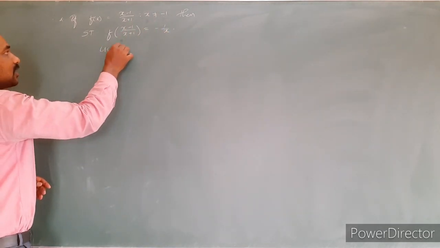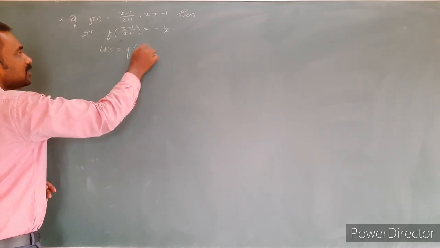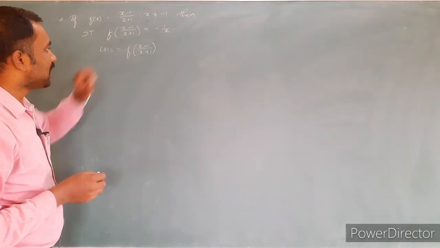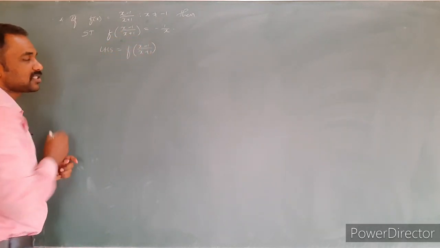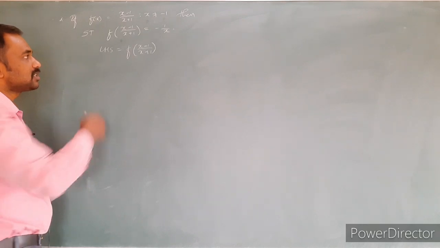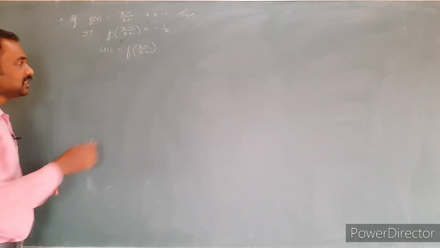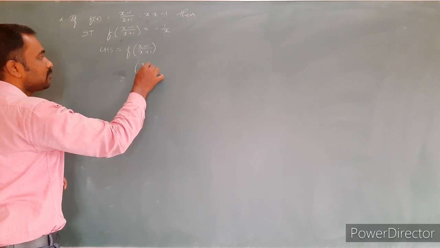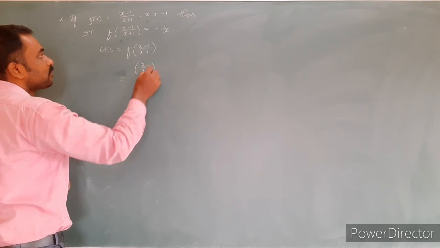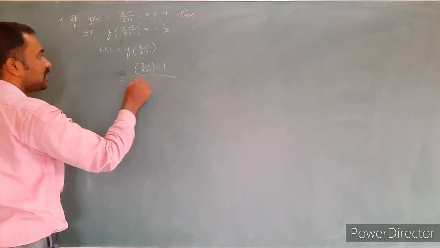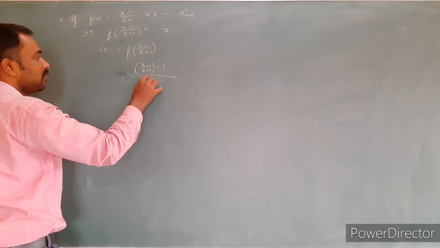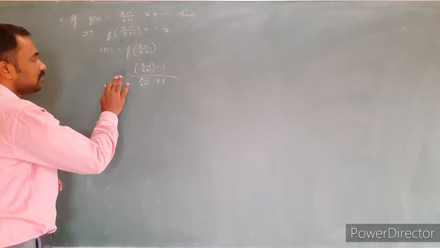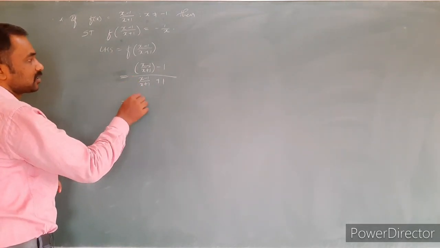Okay, LHS part. What is that? f of (x minus 1 divided by x plus 1), that is f of x in place of x. This is the value x minus 1 divided by x plus 1. Replace it, simplify, we will get the answer, wherever x is there, x minus 1 divided by x plus 1 minus 1, divided by x minus 1 divided by x plus 1 plus 1. Now take LCM and simplify, we will get the answer.